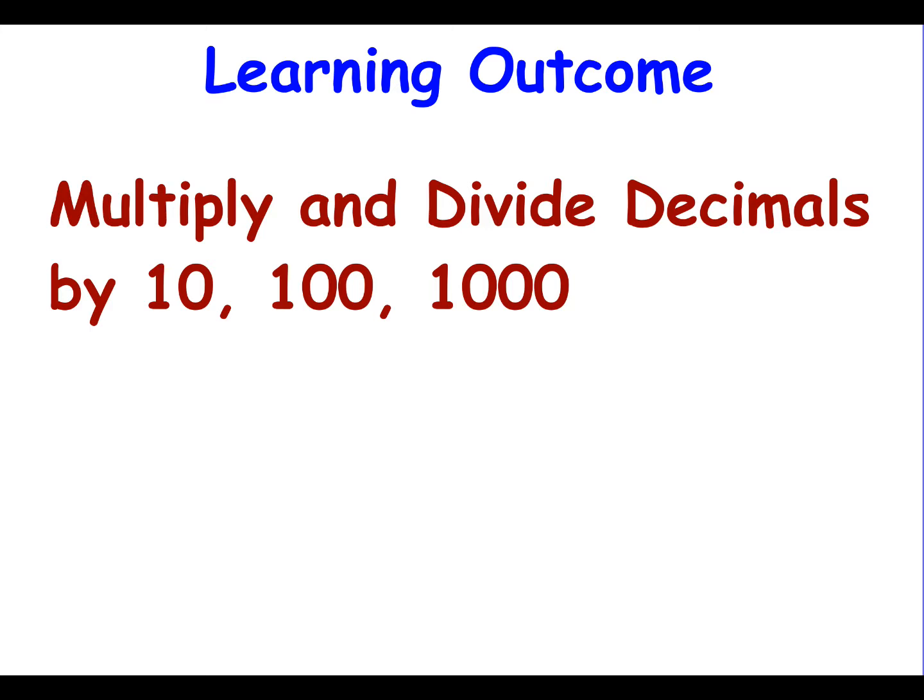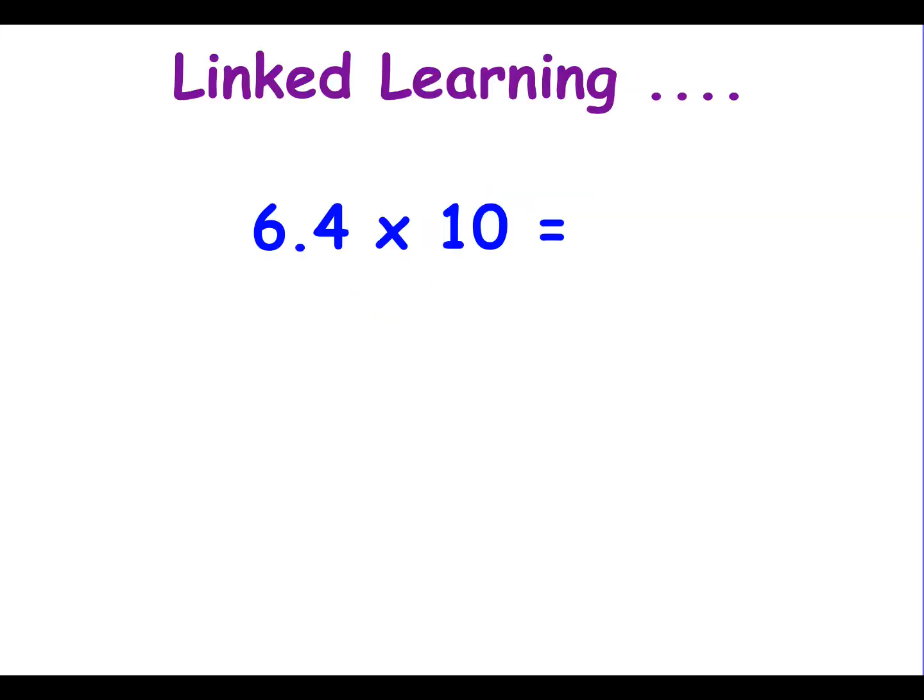The learning outcome is to multiply and divide decimals by 10, 100 or 1000. The linked learning from the previous lesson is that we've already learnt how to multiply decimals with numbers, and using that technique you can see there's actually an easier way of multiplying by tens, hundreds and thousands.